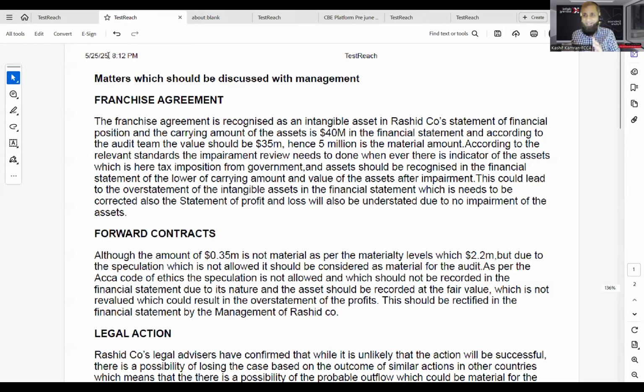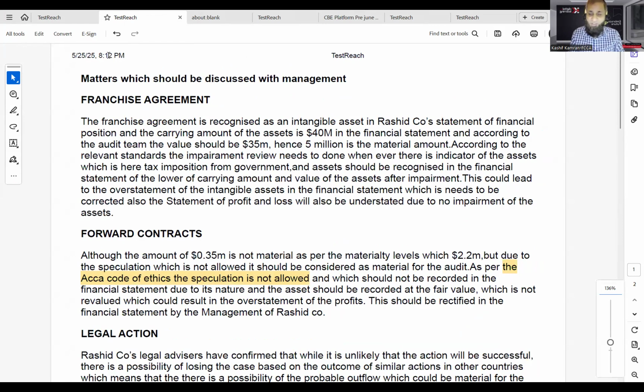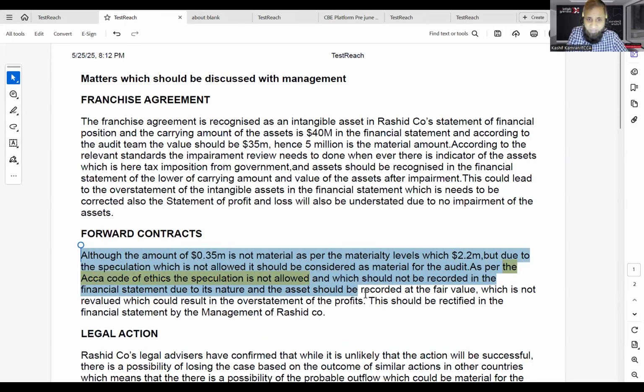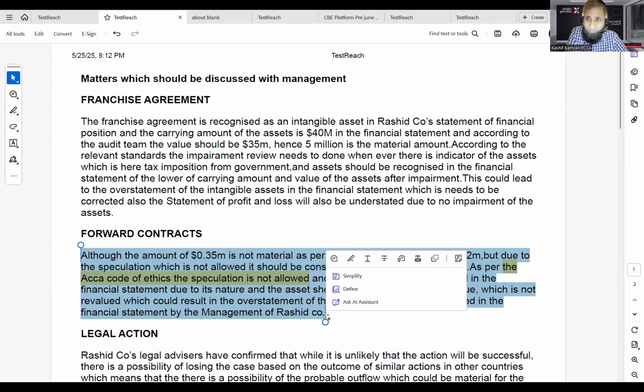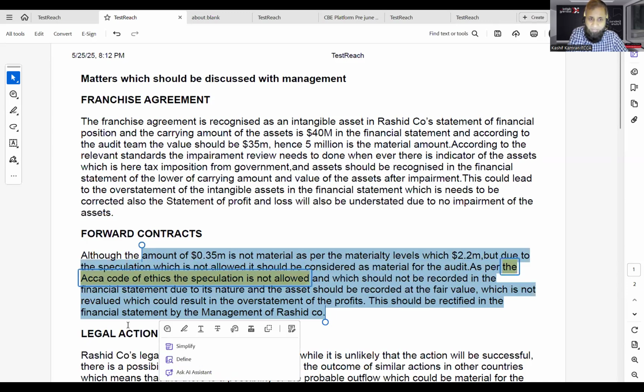See, I don't understand what happened to the student. The student was writing about the forward contract, and the forward contracts were speculative in nature, and you have to take the gain through the P&L as per the IFRS 9. So look at this student here. Just read the student answer and find what's the most funny thing in this answer. I'm giving you 1 minute. Just read this and tell me what's the funny thing here.